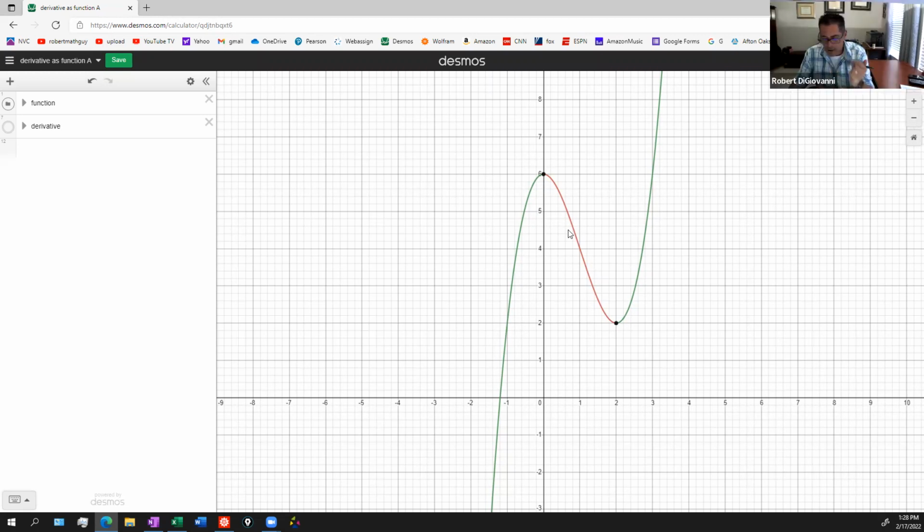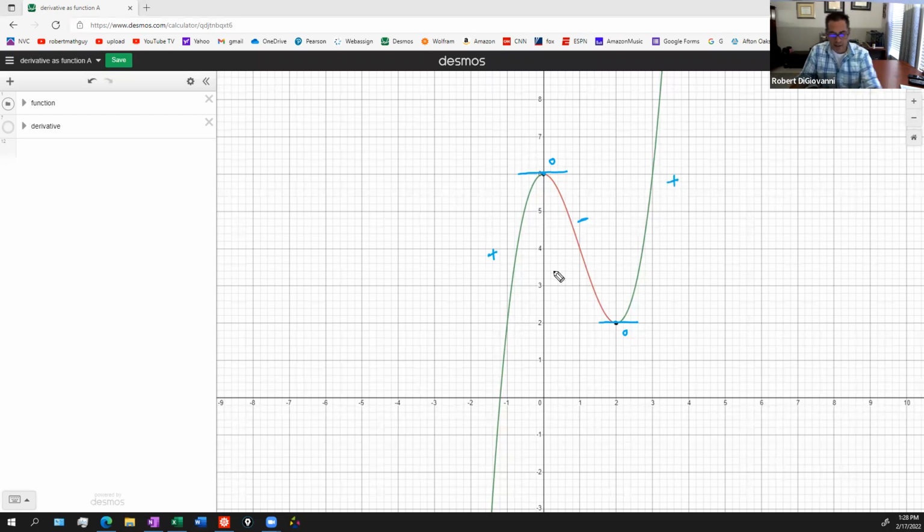Think about if you were to take the tangent line right here, it'd be 0. The tangent line here, 0, right? The slope would be 0 here, slope would be 0 here. And then anywhere between, it looks like between 0 and 2, my derivative will be negative. Anywhere to the left of 0, my derivative will be positive. Anything to the right of 2, it'll be positive as well.